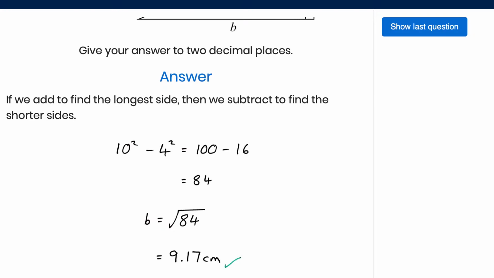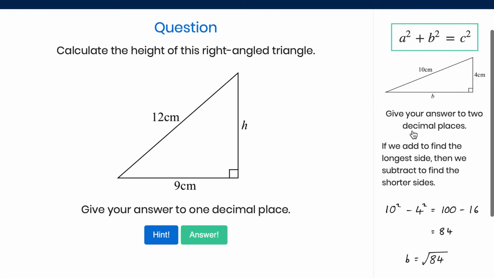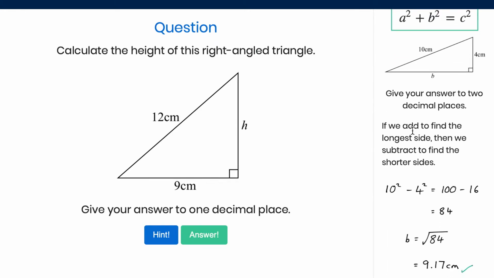Okay, now it's your turn. Here is another example. Calculate the height of this right-angled triangle. Give your answer to one decimal place. Follow the method from the last question shown here on the right-hand side. Pause the video and have a go.